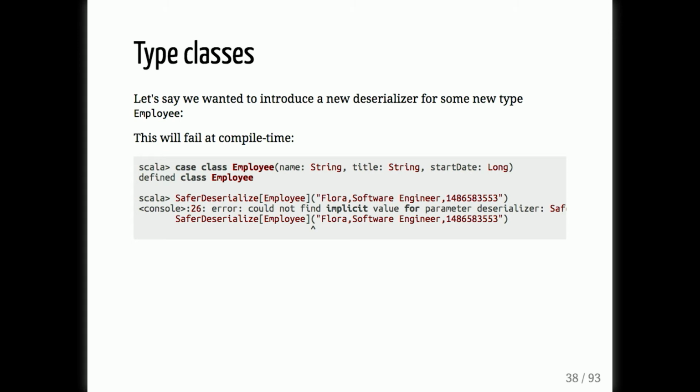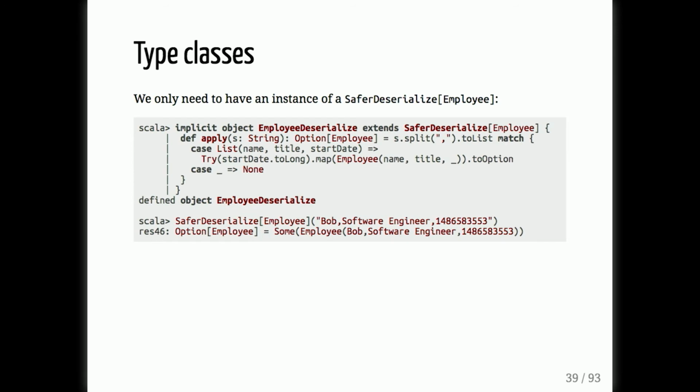What's also nice with type classes is that, like we showed before, if you create some type and then you try to deserialize it, but you don't have a deserializer for that type, you get a compile time error. All you need to do is provide an instance of that type class for that type, and then it compiles.